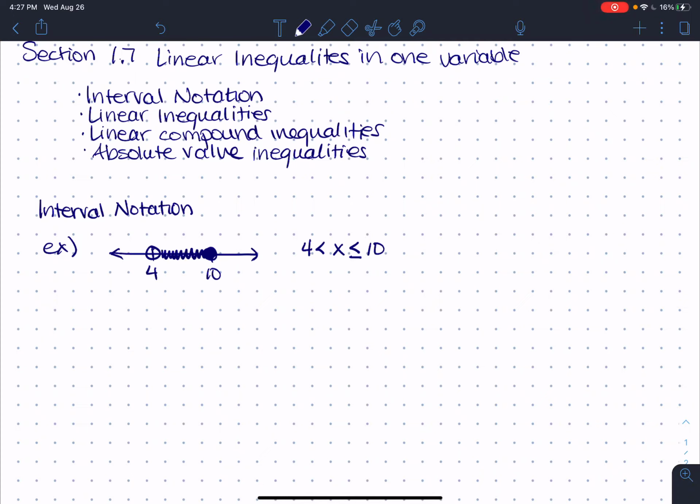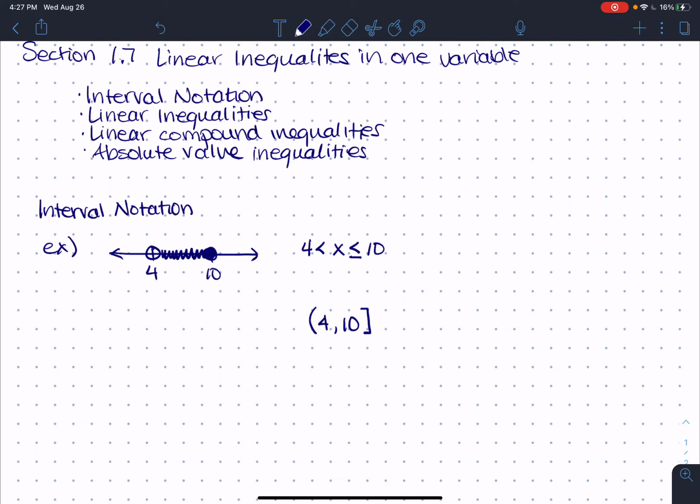Now, another way I can do this is through what's called interval notation. And so with interval notation, you just list the endpoints. So my endpoints are 4 and 10, so I list them, put a comma in between, and always start with the smaller number. And then the way that I show that we don't include the 4, but we do include the 10 in the interval, is the 4 gets the rounded bracket and the 10 gets the square bracket. So the parenthesis means don't include, but the bracket means include.